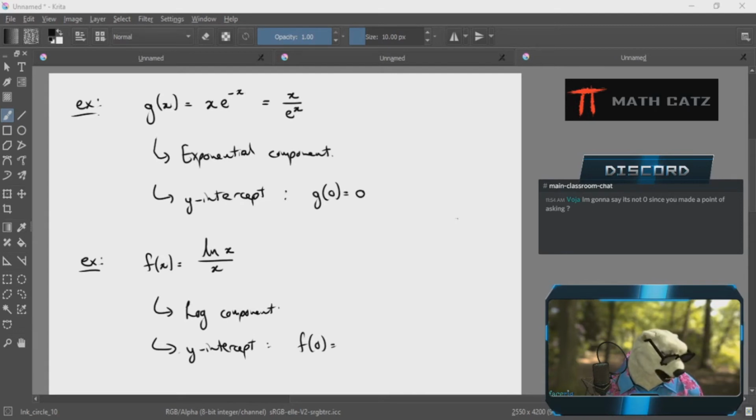Well, I made a point of asking because it is not 0. And I can also put it into my calculator, right? I can put it in and say, let's do it: ln of 0 divided by 0. Let's see what MathBot says. MathBot is going to be unhappy.